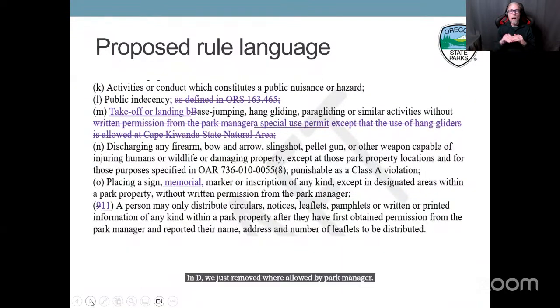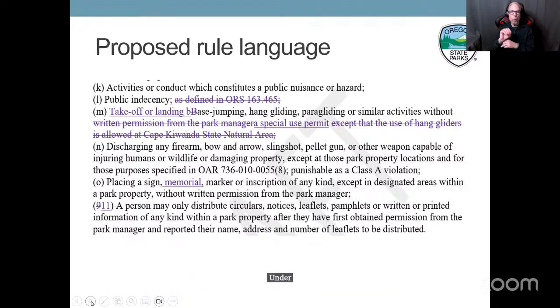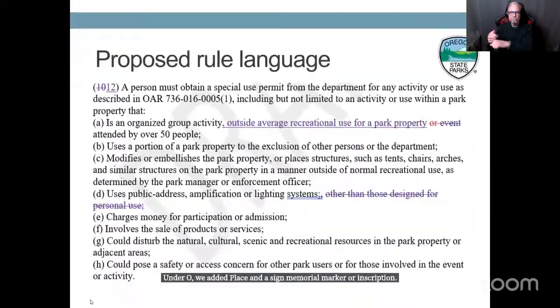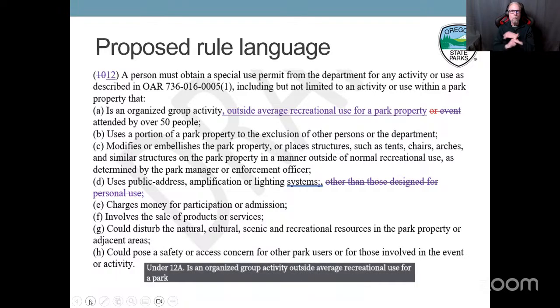Under M, takeoff or landing, base jumping, hang gliding, paragliding, or similar activities without special use permit. Under O, we added placing a sign, memorial, marker, or inscription. Under 12A, an organized group activity outside average recreational use for a park property was added.